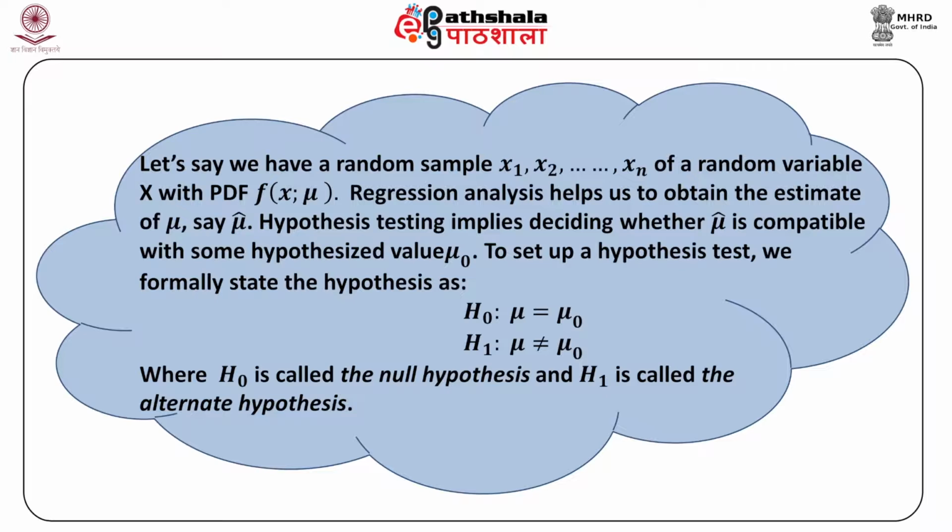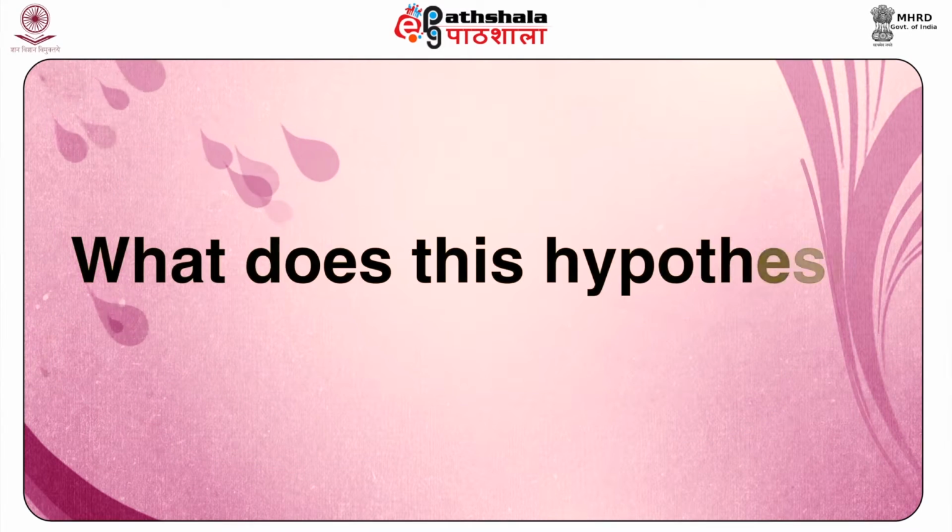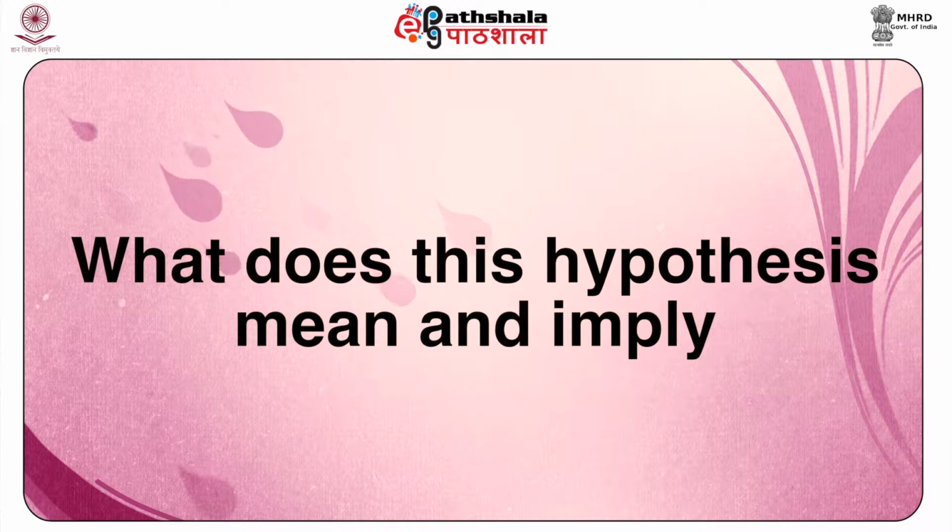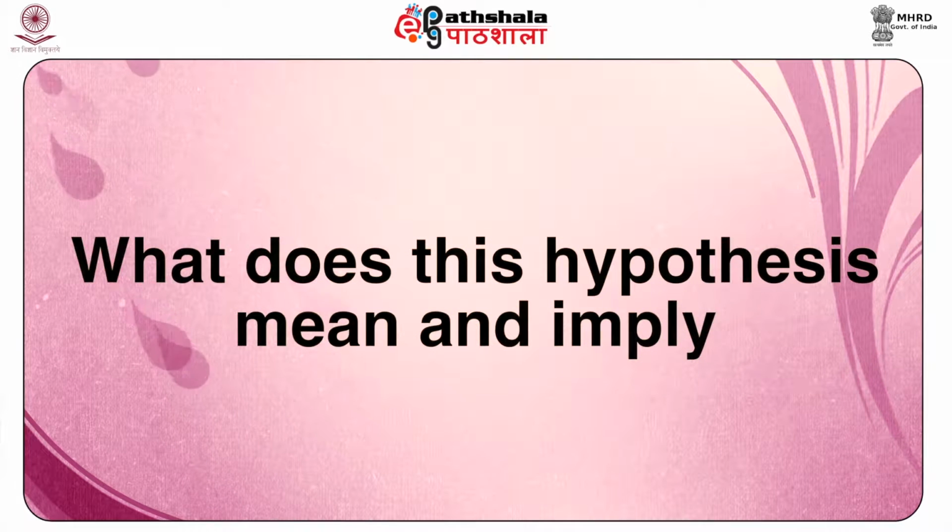To set up a hypothesis test, we formally state the hypothesis as a null hypothesis H0: mu equal to mu 0, against an alternative hypothesis H1: mu not equal to mu 0, where H0, as I said, is called the null hypothesis and H1 is known as the alternate hypothesis. The question now is what does this hypothesis mean and what does it imply?